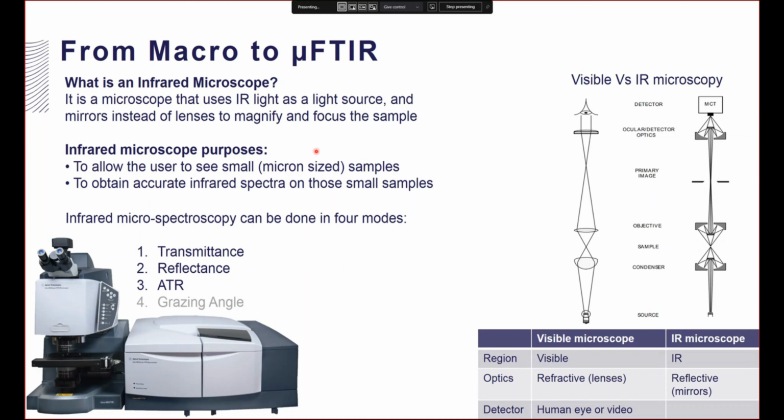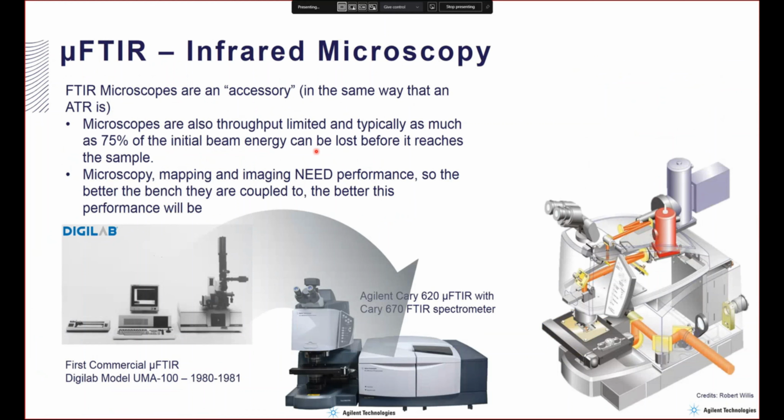The purposes of a micro FTIR are to allow the user to see small or micronized size samples and to obtain accurate infrared spectra of those samples that we just imaged with our micro FTIR. Infrared microspectroscopy can be performed in 4 ways: transmittance, like before; reflectance, like I just mentioned; again, the ATR or attenuated total reflection; and there is a 4th mode called grazing angle, but we won't talk about it in this seminar. An infrared microscope is basically an accessory that is connected to the spectrometer, like an ATR is, like other accessories.